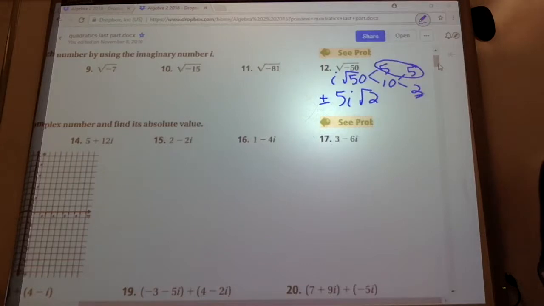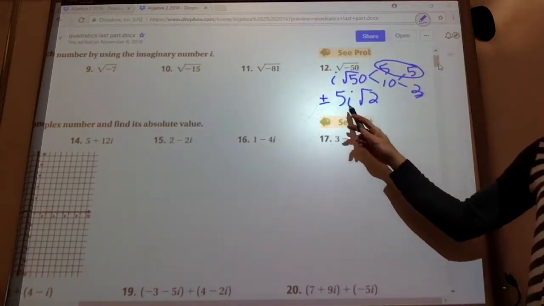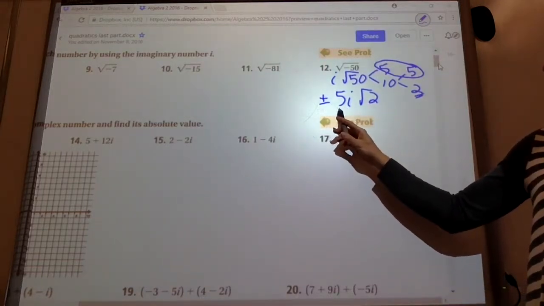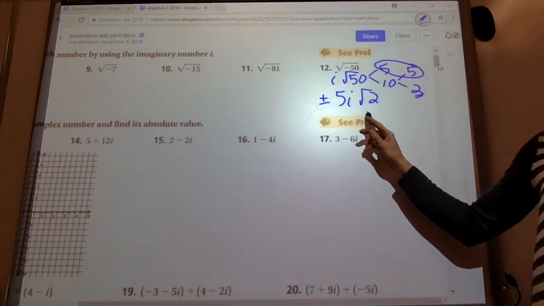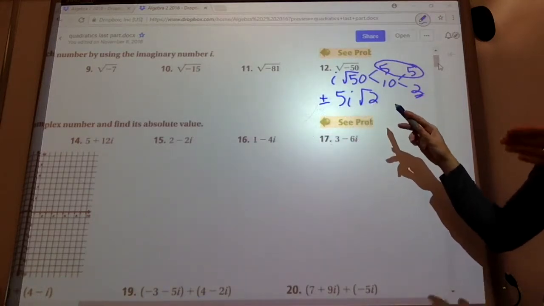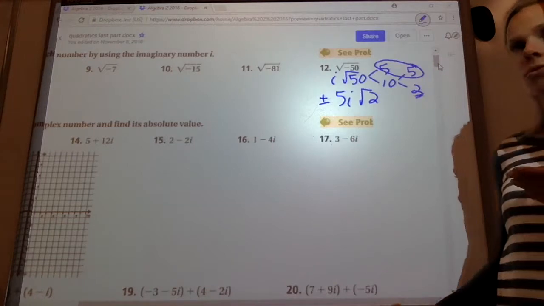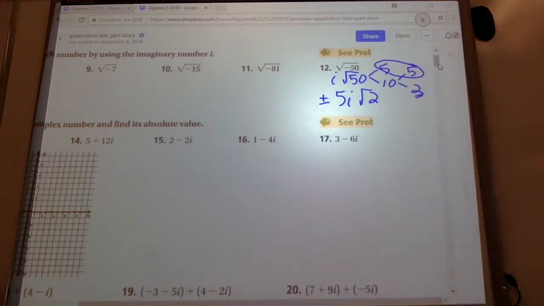You always put the i after? Yes. It kind of goes in this order: your coefficient, then the i, and then the radical. That's kind of like the proper order for it. The i always goes right in front of the radical.